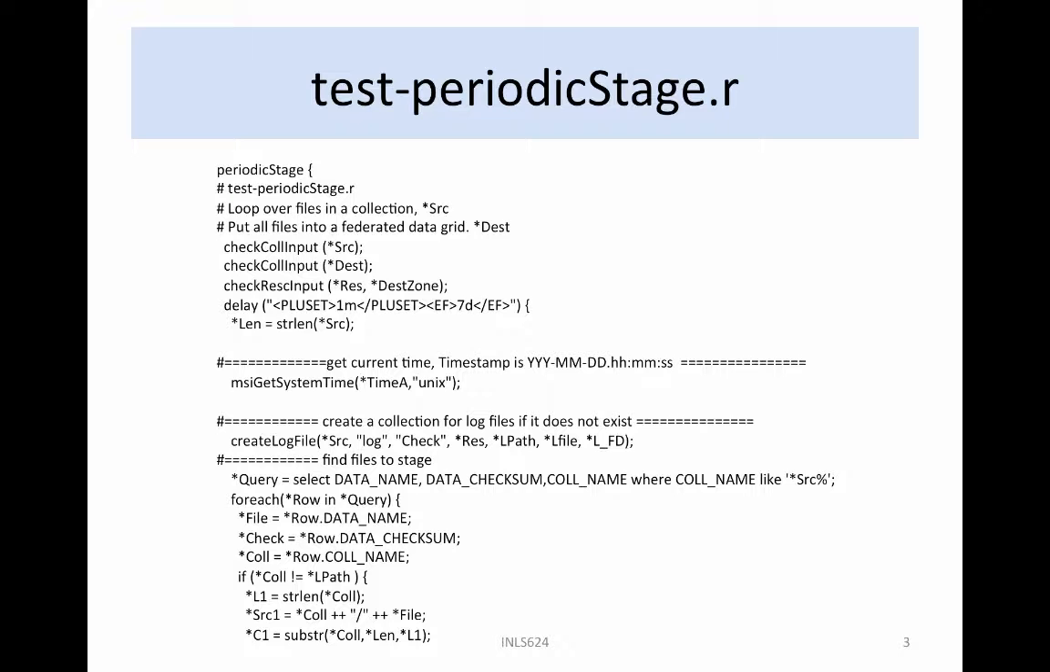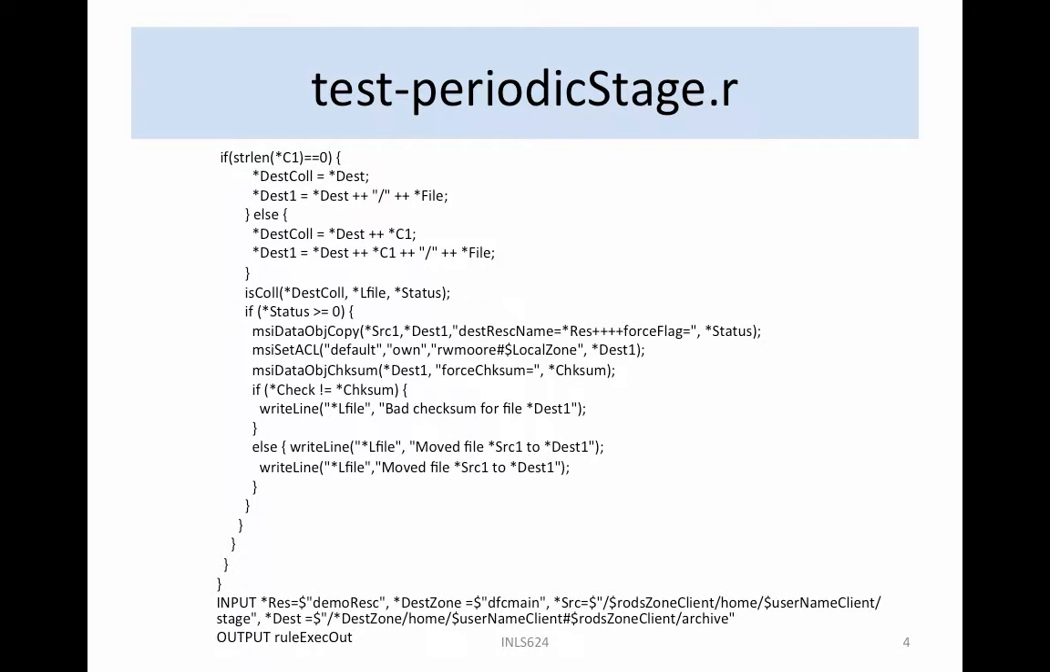A log file is created with the current timestamp in the star SRC collection. A query is created to list all of the file names and their checksums from the staging area. For each file, a destination path name is created, except for the log file. This enables subcollections to be present within the staging area.